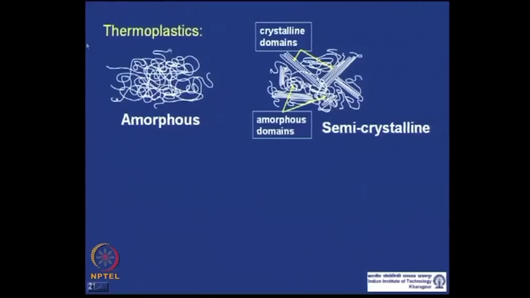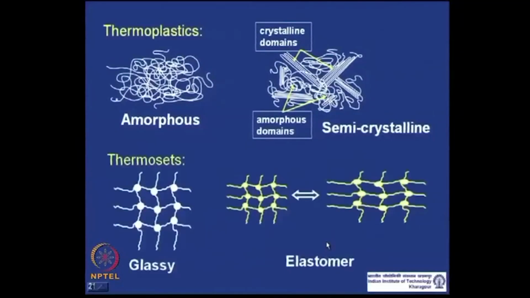Amorphous polymers are mostly clear, while crystalline domains will scatter light. Depending upon the extent of crystallinity, they can become translucent or opaque as well. We will talk about this in a little more detail later. Now we talk about the polymer properties.